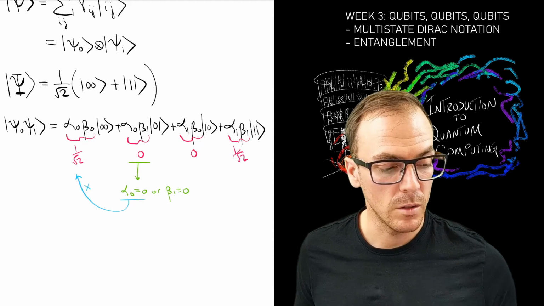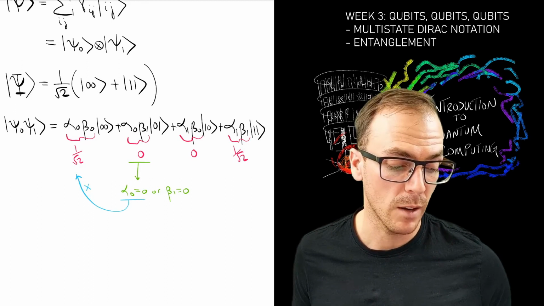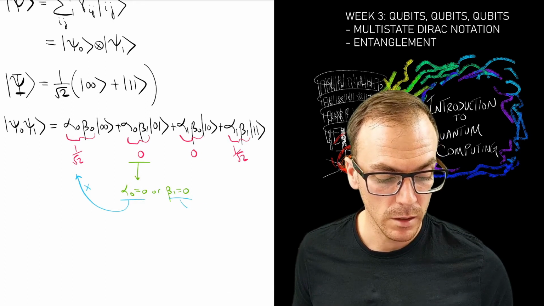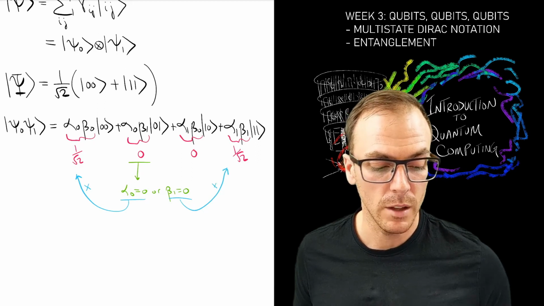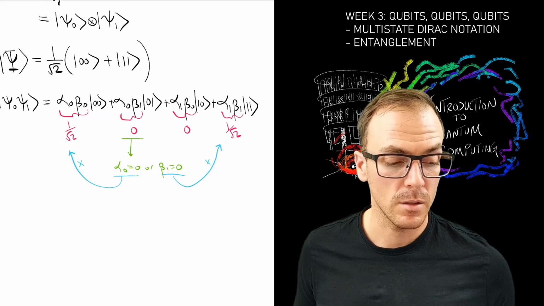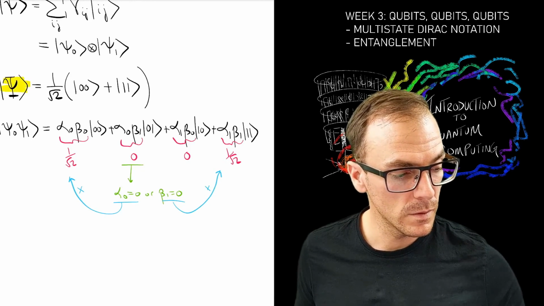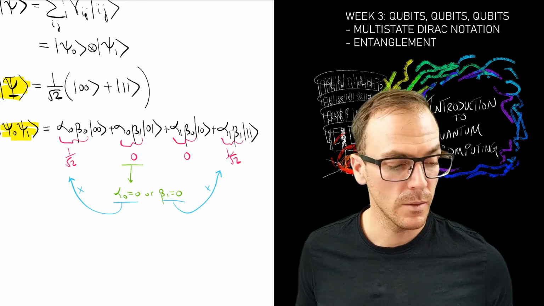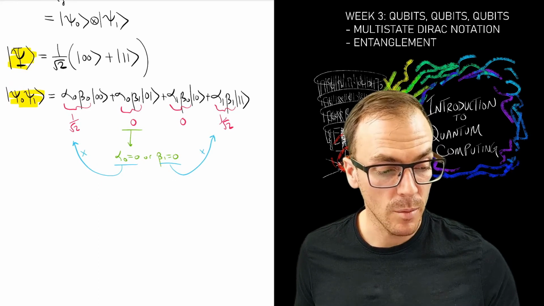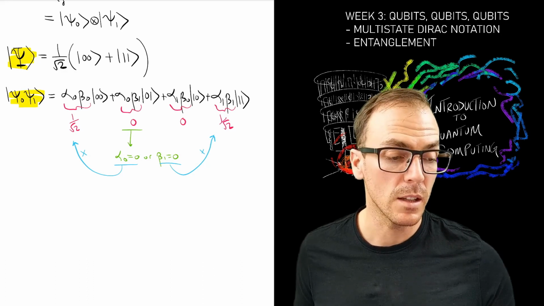If alpha 0 is 0, then this first term can't be 1 over root 2, because it's alpha 0 times beta 0, so that would have to be 0 as well. Okay, so alpha 0 can't be 0, so it must be this one that's 0. However, if that one's 0, then that over there cannot be 1 over root 2 either. So it's a contradiction. This object here cannot be written this way. It has to be a sum of these terms that have just two state vectors in them.